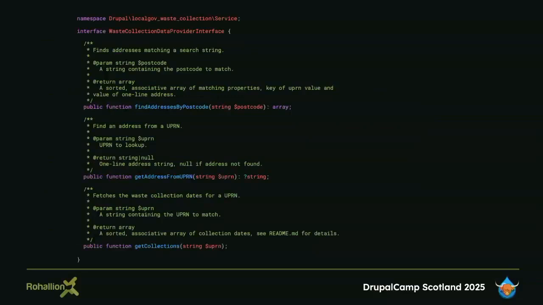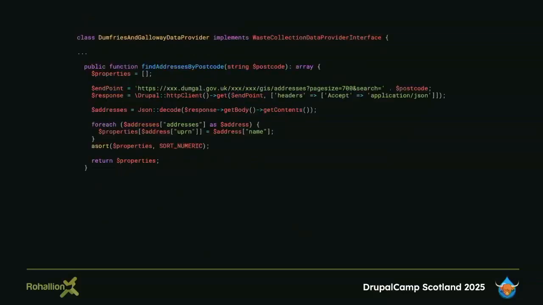So very quickly, this is the interface. This is probably the only interesting part here: we've just got 3 methods that you just map to what we've just seen. Find addresses by postcode takes a postcode string as an input, returns an array of addresses, keyed to UPRN. Get address from UPRN, we can pass a UPRN to the GIS system and get a nice formatted address back so that on the schedule we can show that nice address. And get collections, which is where the bulk of the business logic here lives.